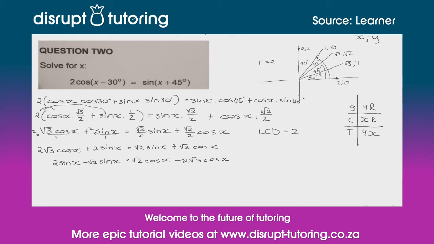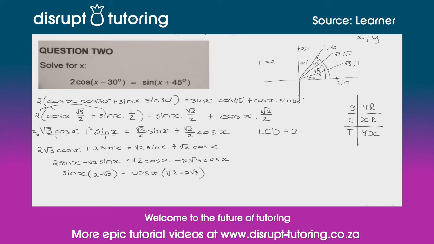Okay, so now on the left hand side I'm going to take out a common sin, leaving me with sin x times (2 minus root 2), and that's equal to, on the right hand side, I'm going to take out a common cos x, so it'll be cos x (root 2 minus 2 root 3).